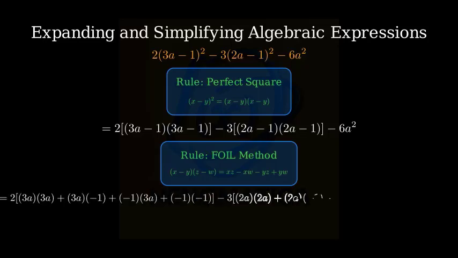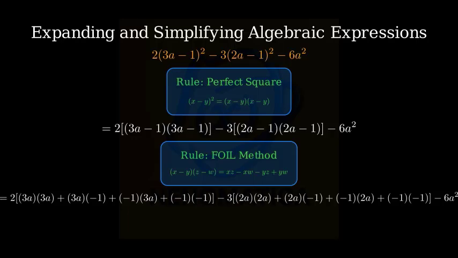When we apply this method, we get 2 times the quantity 3a times 3a plus 3a times negative 1 plus negative 1 times 3a plus negative 1 times negative 1, minus 3 times the quantity 2a times 2a plus 2a times negative 1 plus negative 1 times 2a plus negative 1 times negative 1, minus 6a squared.